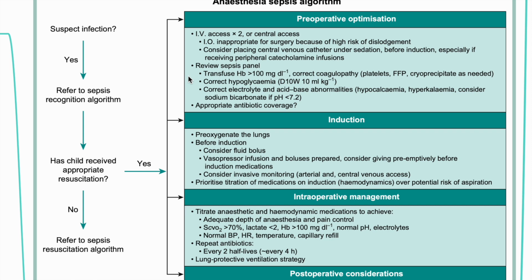Consider transfusing PRBCs so that hemoglobin is more than 10 grams per deciliter. Correct coagulopathy with platelets, fresh frozen plasma or cryoprecipitate as required. Correct hypoglycemia with dextrose 10%, 10 ml per kg. Correct electrolyte and acid-base abnormalities, such as hypocalcemia, hyperkalemia, and consider sodium bicarbonate if pH is less than 7.2. Assess antibiotic coverage, whether it is appropriate or not.